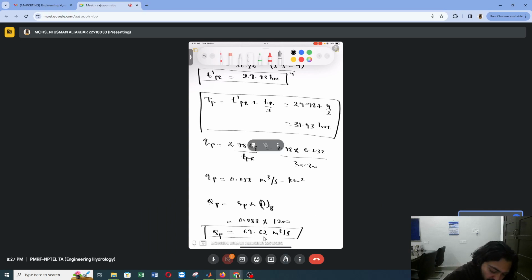So in question number 5 they have asked us to calculate this value TP, time to peak for a 4R synthetic unit hydrograph, and in question number 4 they have asked us to calculate the value of peak discharge. So we have solved both the questions in the same solution. So you can try it yourself and check whether you are getting the value of TP as the same or not, that is 31.93 hours or not.